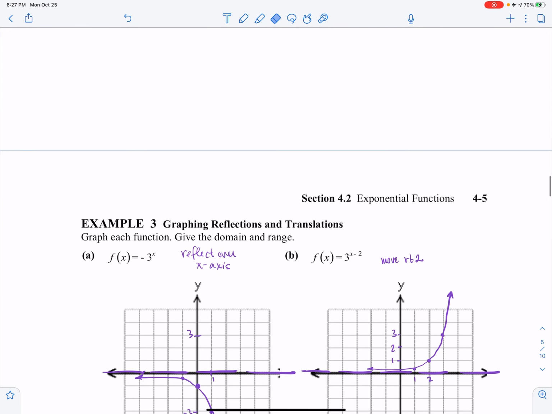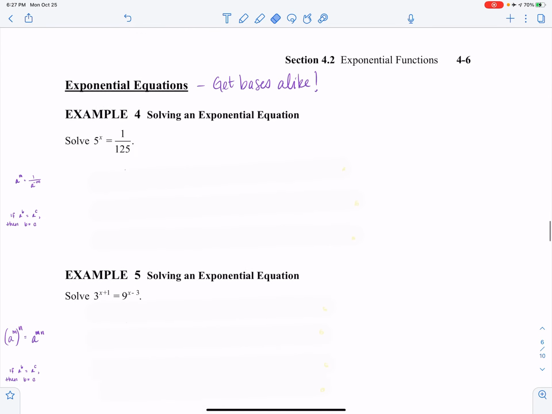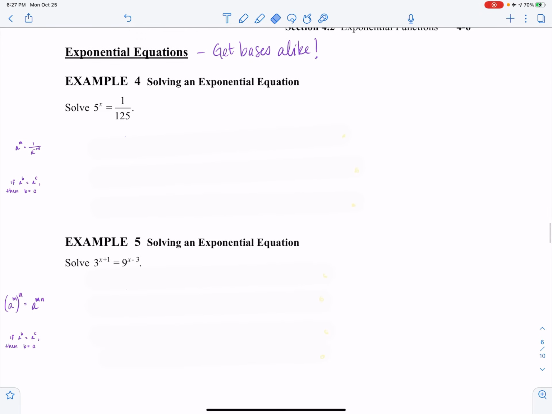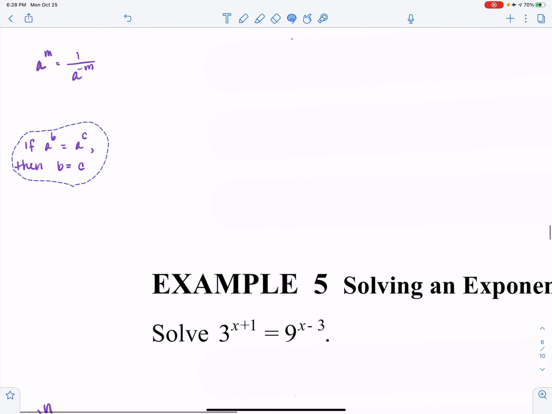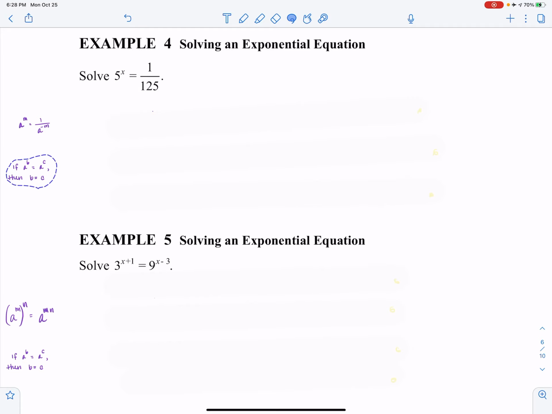So go down past the graphing to where we have exponential equations. The big deal on this is that we want to get bases alike. Get the bases alike. If we can get bases alike, then we can use the property that I talked about back in the first video of this section, where if bases are alike, then we can logically conclude that the powers must be alike. So that property, I told you we would revisit that property, so this is the video where we'll be doing that.